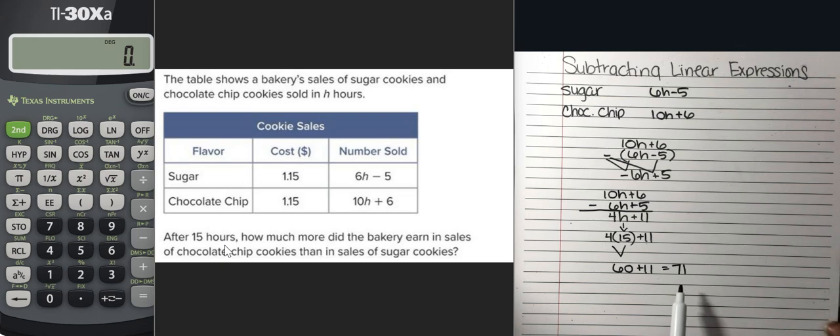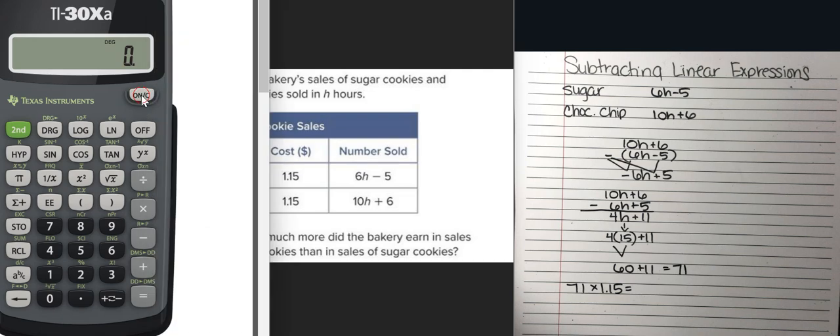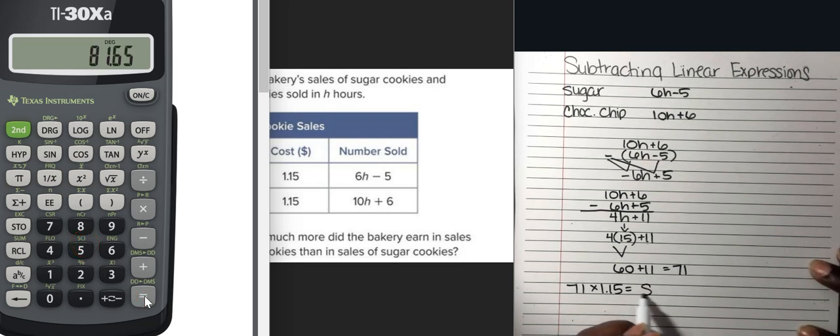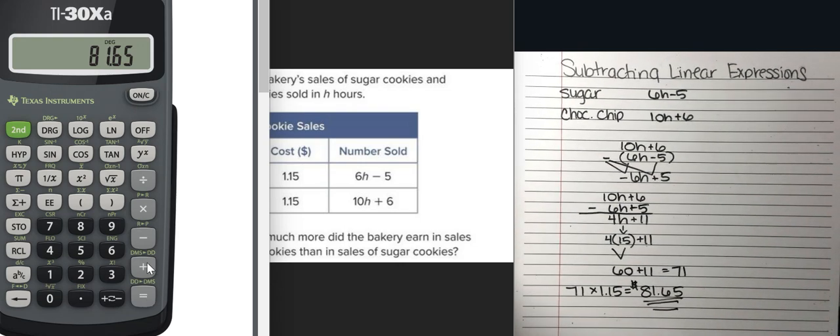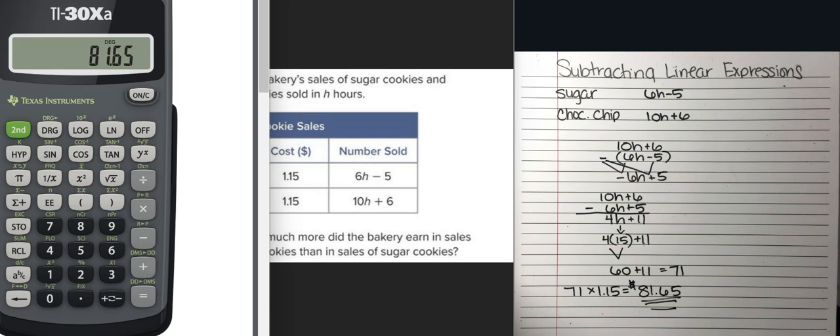The difference is 71 cookies, but they're asking us how much did we make, in other words. Well, we know that the cookies are $1.15. So we're going to take that 71 times $1.15. When you do that, we come out with $81.65. So they made $81.65 more selling chocolate chip cookies than they did in the sugar cookies after 15 hours.